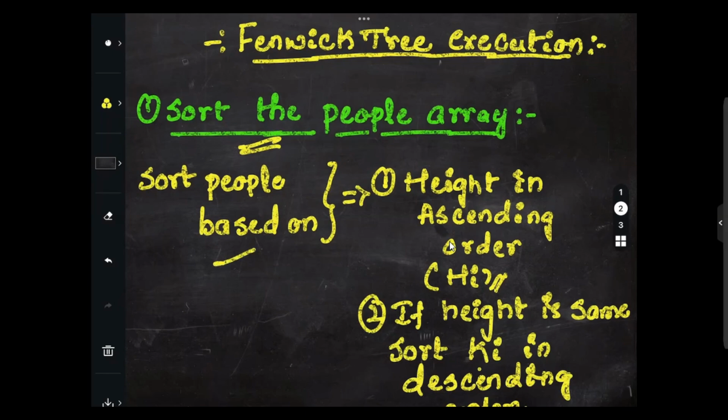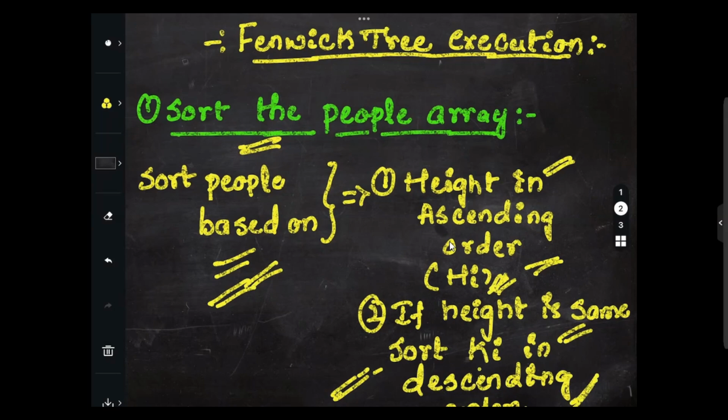We will sort the people array. Sort the people array based on height in ascending order. First thing we'll do that. And if height is the same, then we will sort ki in descending order. Again, I'm telling you, just keep this in mind. This is very important. What we are doing here is sorting people based on height in ascending order, nothing but hi. And if the people's heights are the same, then we will sort ki in descending order.